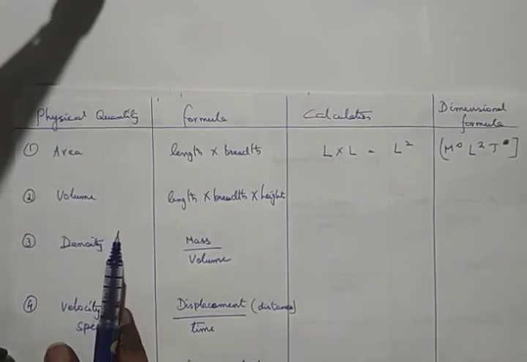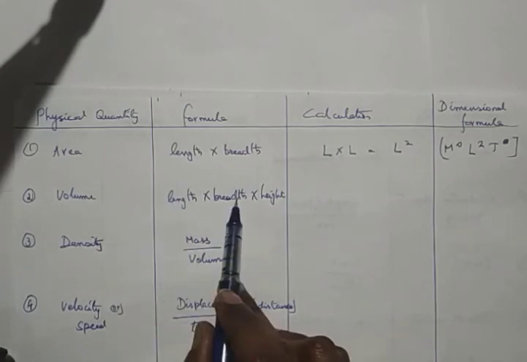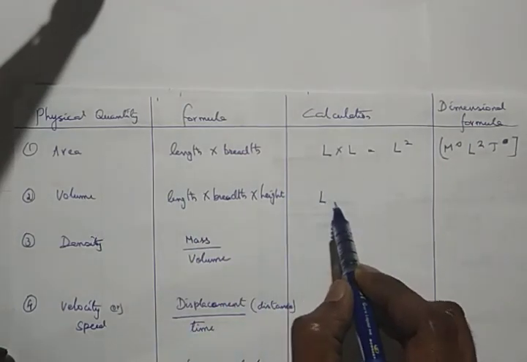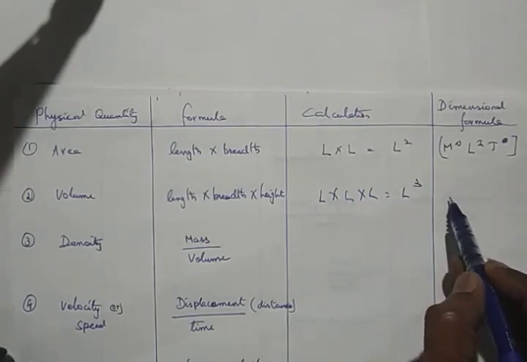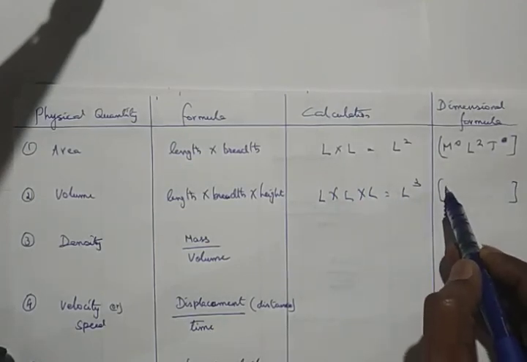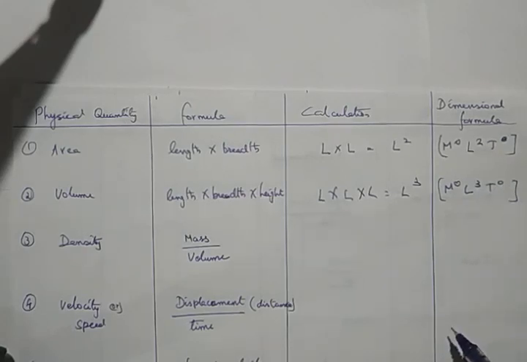Volume, length, breadth and height, all of them are distance. This is also distance, this is also distance. So we can measure it as length into length into length. We know it is going to be L cube. So we write this dimension formula as M0 L cube T0.